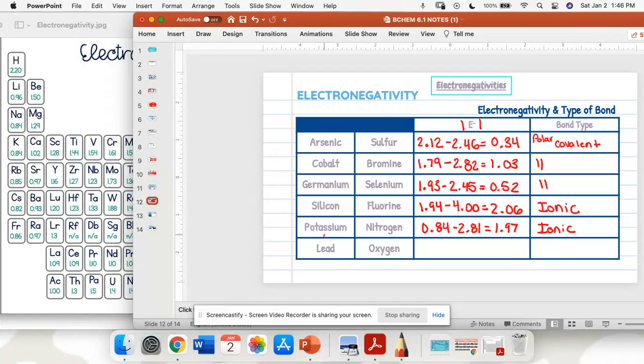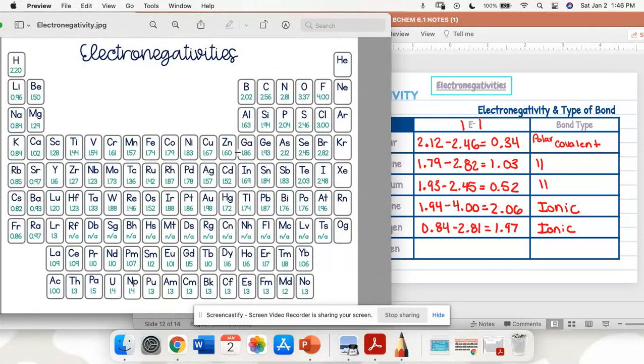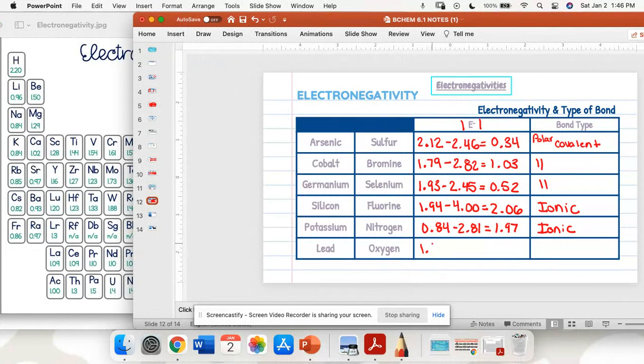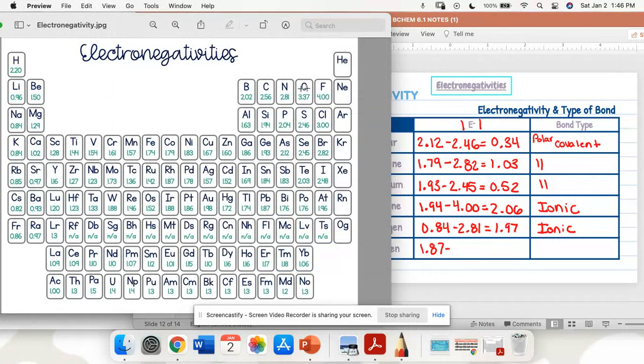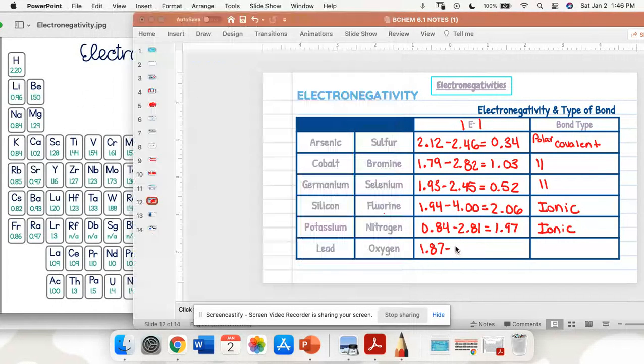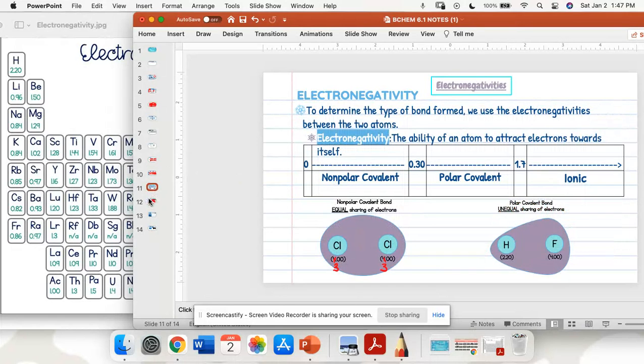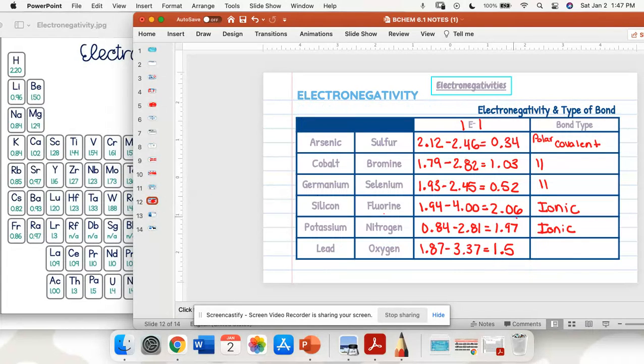All right, lead, which is Pb, and it's all the way down here, is 1.87. And oxygen, which is all the way up here, is 3.37. All right, that subtraction is 1.5. Now that falls between the 0.3 and 1.7, so that's a polar covalent bond.